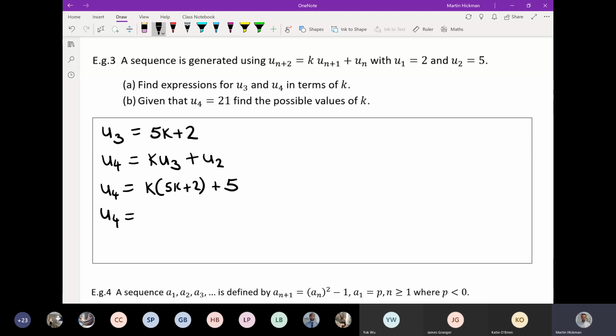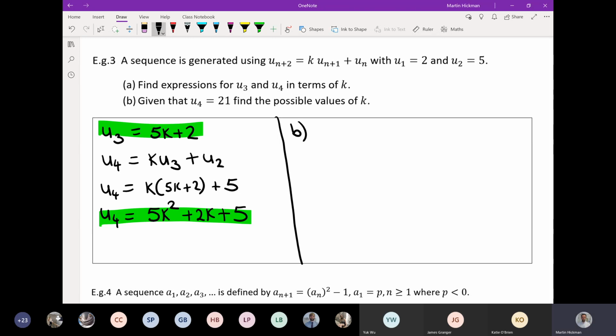Then what I can do is just expand this out and simplify. And I'll get 5k squared plus 2k plus 5. So I've got my u3 and my u4.